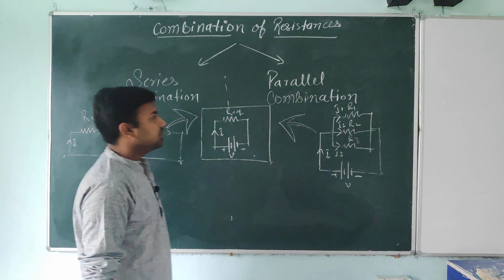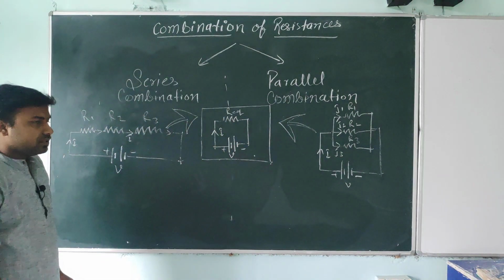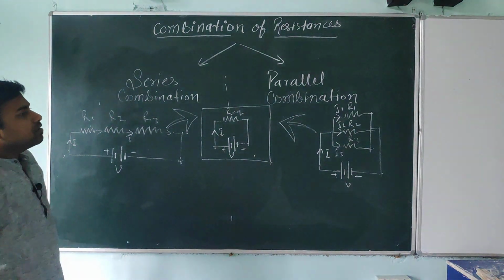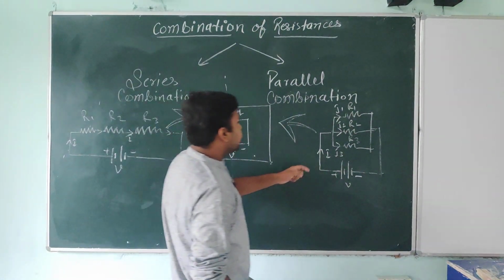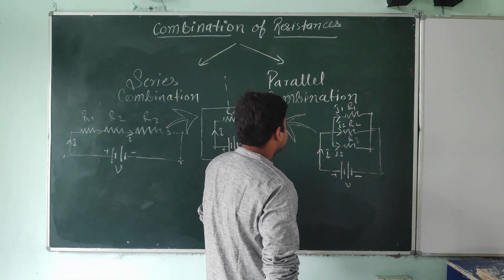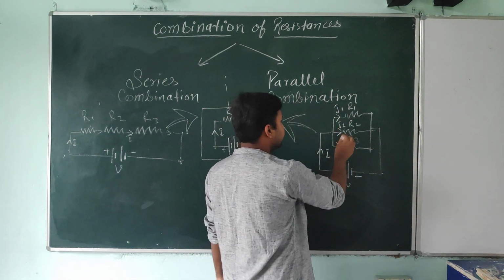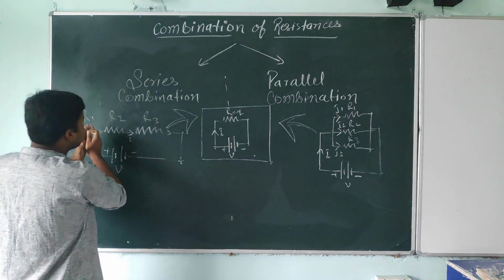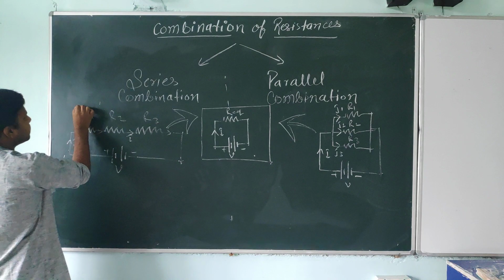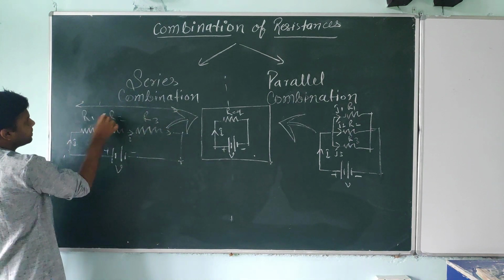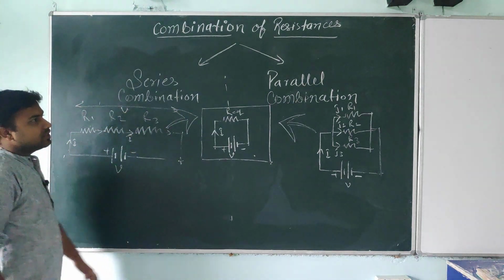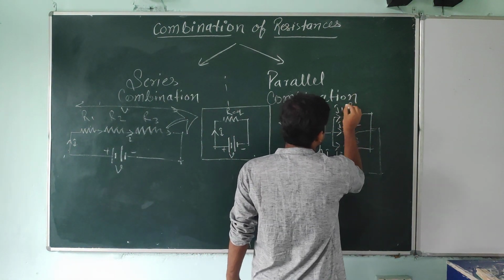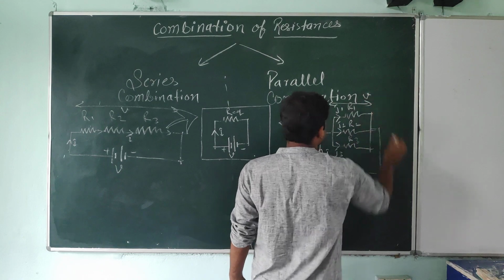Try to understand student. Okay, so here the current is going to divide in three parts. So current I is I1, I2 and I3. Okay student, look at this here, the potential difference across all these three resistors is what? The potential difference across all these three resistors is V. Here the potential difference across all three resistors is again V. This one is V student.